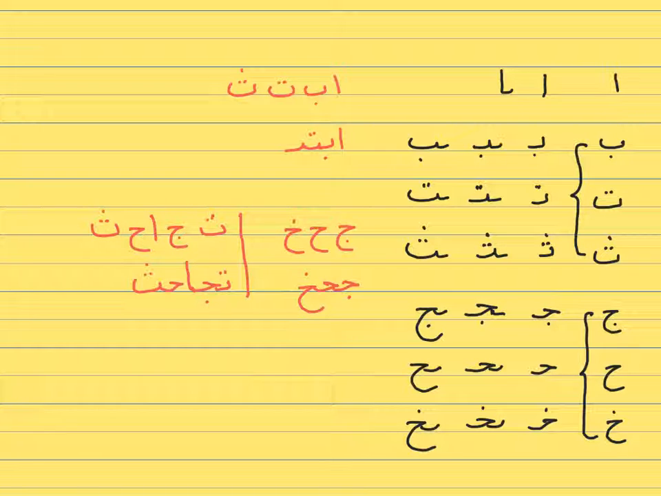Let us try another one. You want to join kha, alif, ba, jim, alif. Okay, so this is your kha, join it to alif, and then you want to join to ba. You cannot, because alif cannot be joined to the next letter, so you write ba, and then join it to the jim and join it to the alif. Okay, so this is how you join kha, alif, ba, jim, alif.